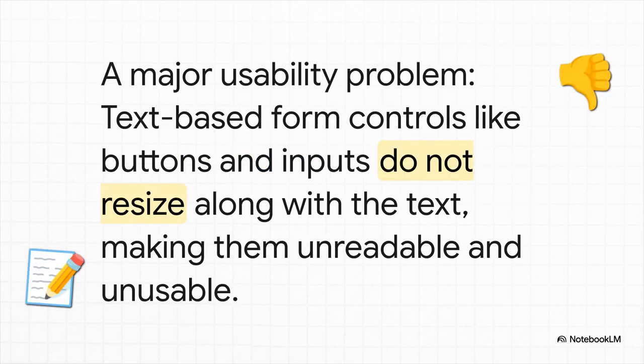Next up, another huge one, failure F80. This is when the text labels on your buttons and your form fields get bigger, but the controls themselves stay the same tiny size. All of a sudden, they're unreadable and totally unusable. And just like that, your simple contact form is broken for a whole group of people.